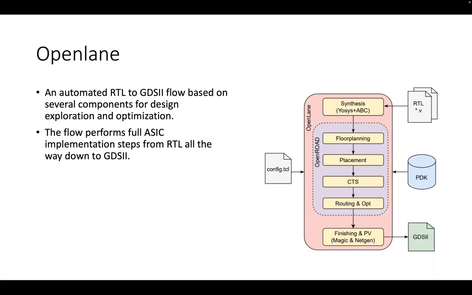All that OpenLane needs from you is actually 3 things. The RTL files, which is the design files that we just mentioned, a configuration file, and the PDK, or the process design kit, which in our case we'll be using the Sky 130 PDK.